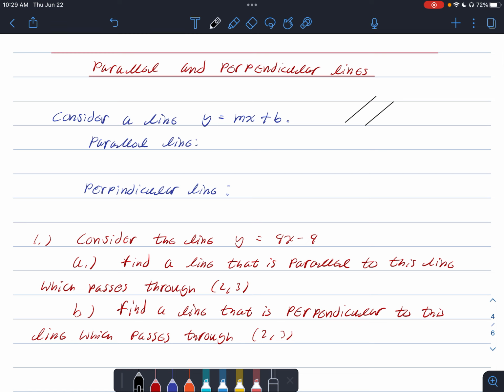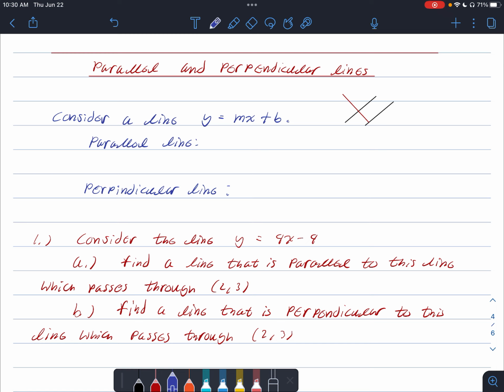Okay, a perpendicular line will look a little bit like this. So it is going directly at a 90-degree angle through that line. Okay, so that is what that's going to look like. So let's talk about the basic properties here.